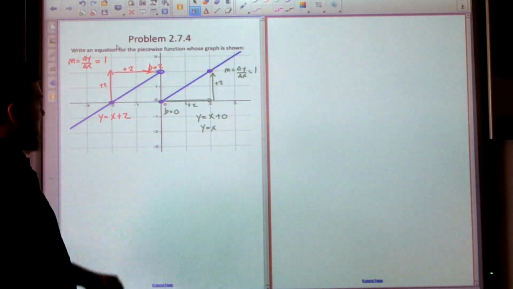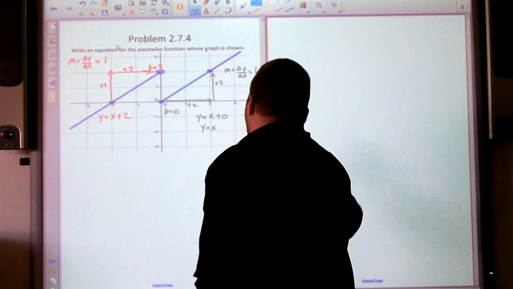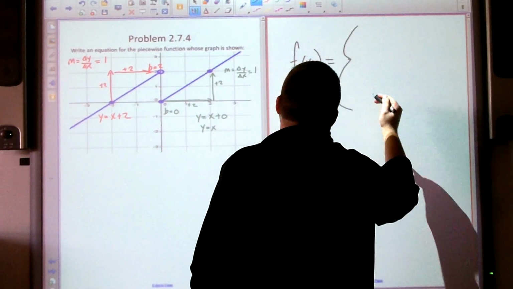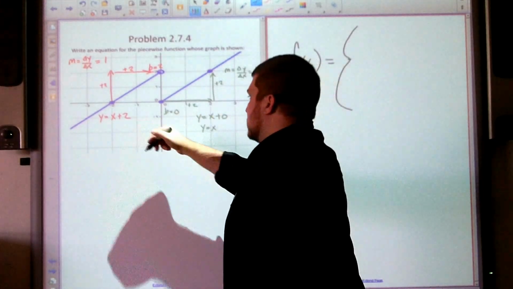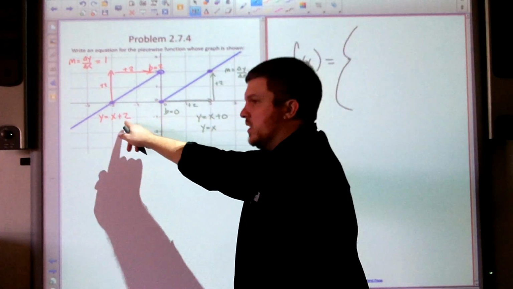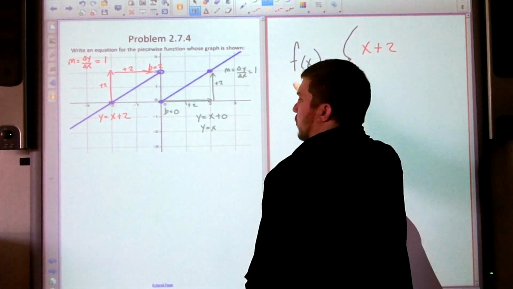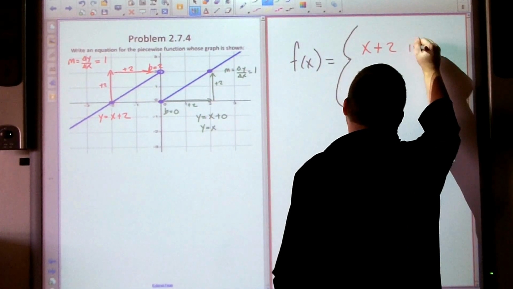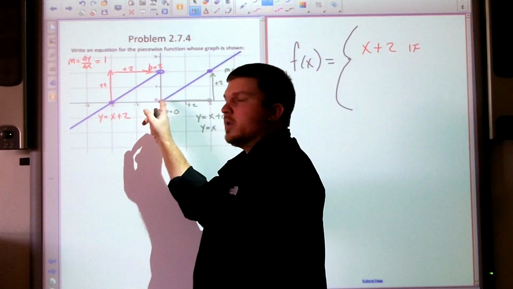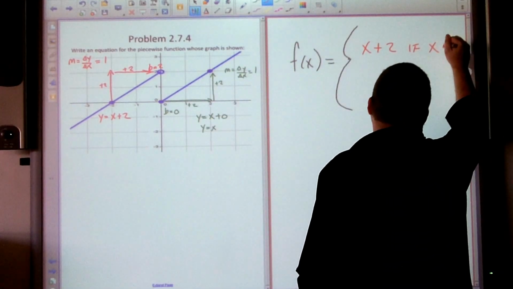Here's our picture of what we just talked about. Okay, so over here, I'm going to write our function. So we have f of x is equal to, and I'm going to do our bracket. Now, we have our 2 equations, x plus 2. Now, this is going to be like our y equals. So all I need to put in is x plus 2. So y equals x plus 2 if, now we need to look at the domain. This line is valid only when x is less than 0. If x is less than 0.